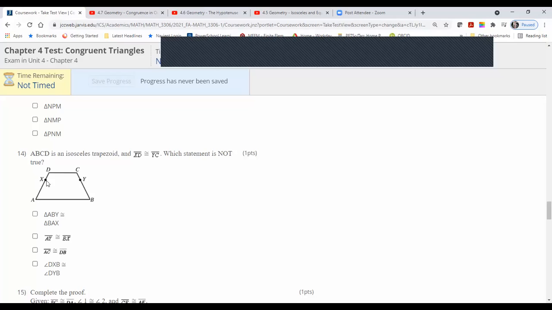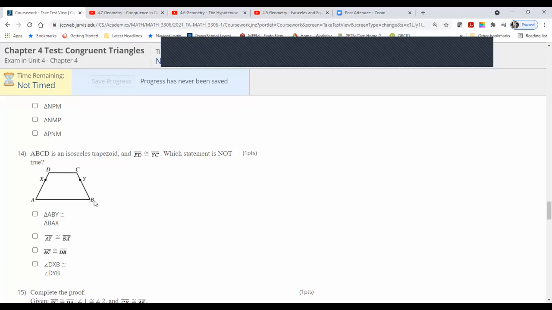And you can see that because it's an isosceles trapezoid, this angle is equal to this angle, and this side is equal to this side, right? And because this is equal, this one should be equal with this one. Okay.